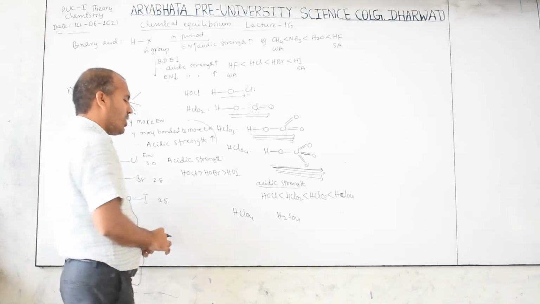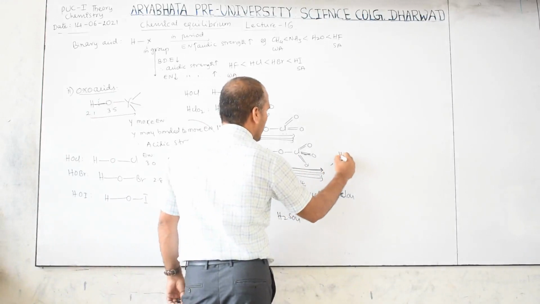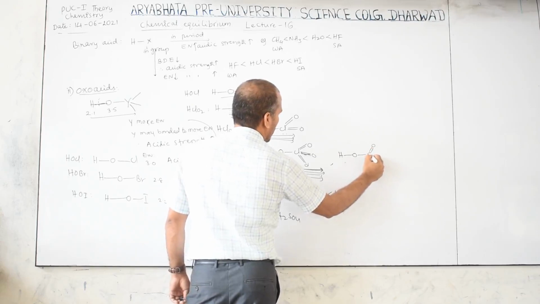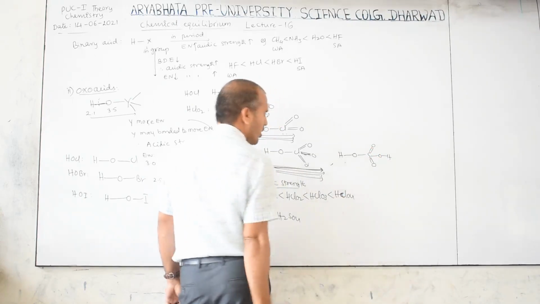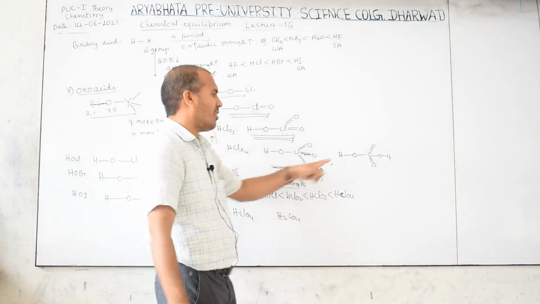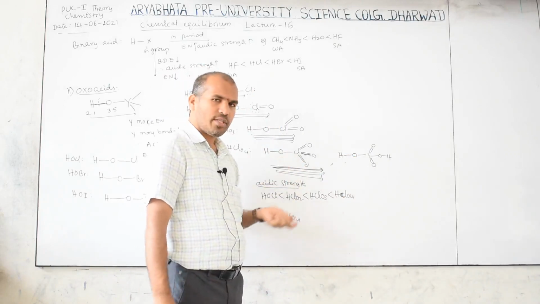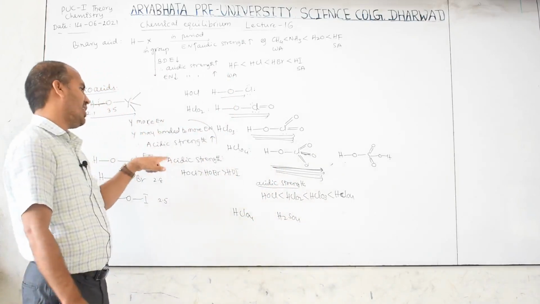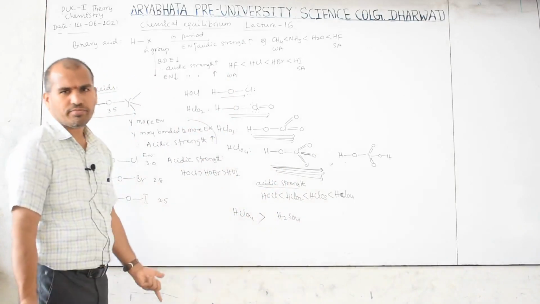Then if you compare, you have to write the structure. This structure was already given. Then if you see H-O-S double bond O and OH and double bond O. Keep in mind, sulfur electronegativity is less, nearly 2.8. Here chlorine electronegativity is 3, more electronegative. So as electronegativity increases, acidic strength increases. Therefore this is more acidic.